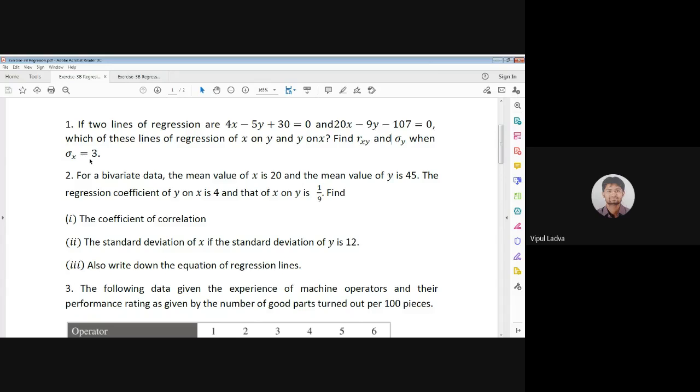Quickly let me know whether you are comfortable identifying which of them is the regression line x on y and which is y on x. If it is done, tell me, and if it is not done, tell me as well. Come on, quickly. Out of the six questions, I will help with two, and the rest of the four questions will be done by you. So please let me know quickly by unmuting yourself, because I'm not able to access the chat box right now.